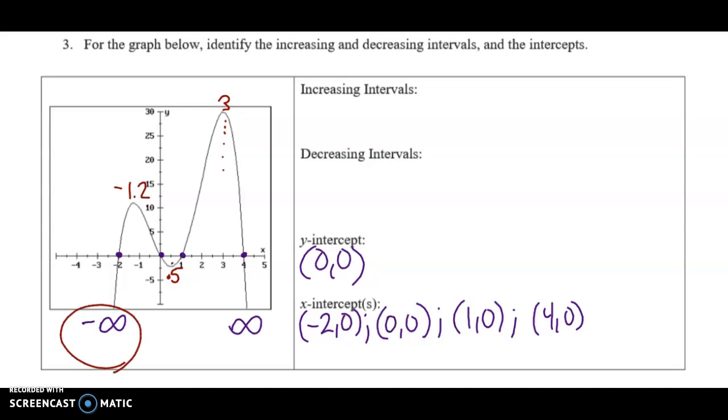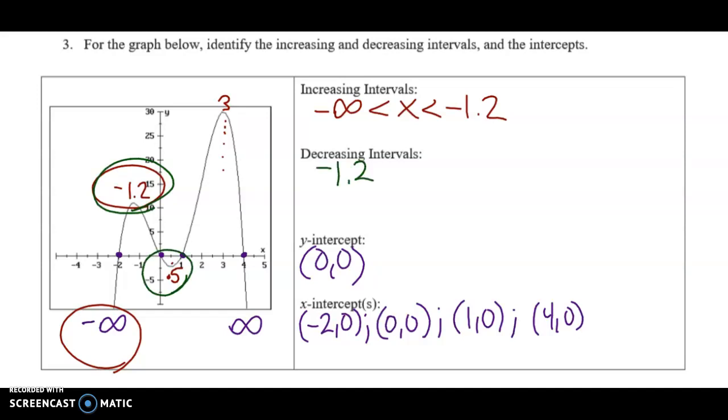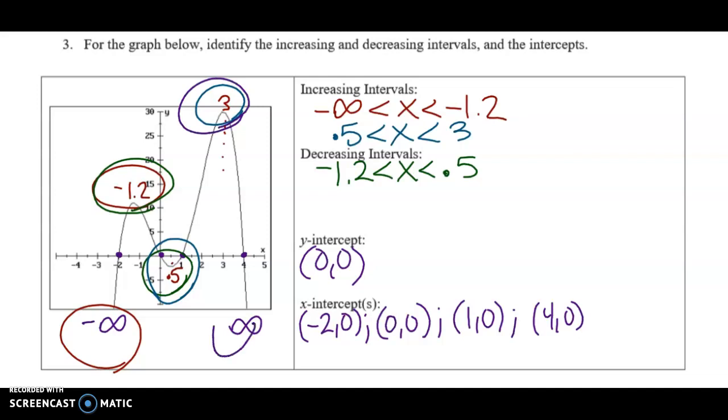Figuring out where do I start, where do I end? Is it increasing or decreasing? It is increasing. So starting at negative infinity, ending at -1.2. Then to my next spot, where do I start, where do I end? Start at -1.2, end at 0.5. Where do I start, where do I end? Start at 0.5, end at 3, and finally, where do I start, where do I end? Start at 3, end at infinity.